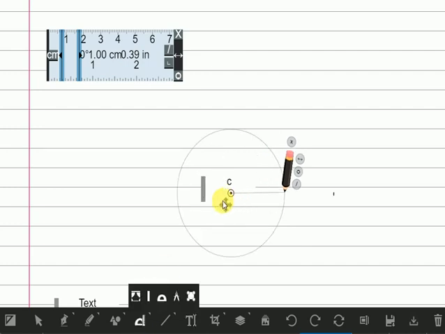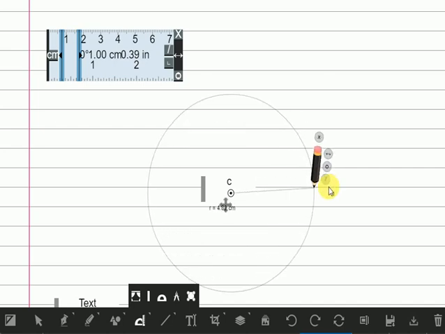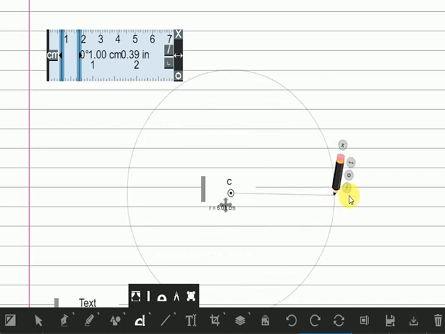In the next step, we'll place the pointer of the compass at point C. We'll make sure that the distance between the pencil and the pointer is 6 cm, as we need a circle of radius 6 cm. Now we'll turn the compass slowly in order to get our circle.